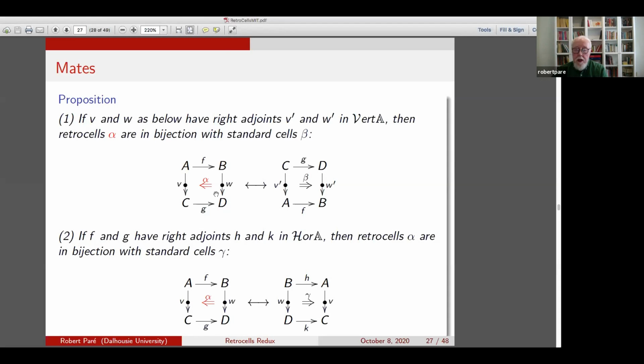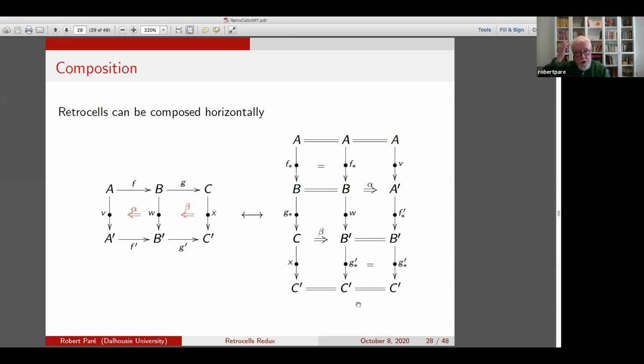Then a retrocell in this square corresponds bijectively to an ordinary cell between the adjoints. So it's a kind of calculus of mates that you have. And similarly, if F and G have right adjoints, now in the horizontal, it's a two category now, then the retrocells are also in bijection. So you have this category of mates, so it looks pretty good.